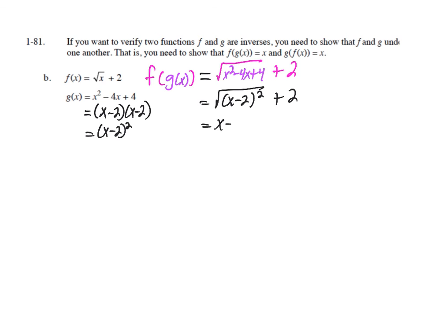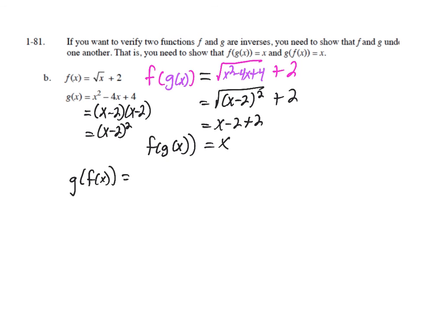Those undo each other. I get x minus 2 plus 2. Hey, I got x here. So f of g of x equals x. So I'm going to guess g of f of x is too, but let's just verify that. I'm going to do this all in black because I'm so excited I don't want to be switching colors.